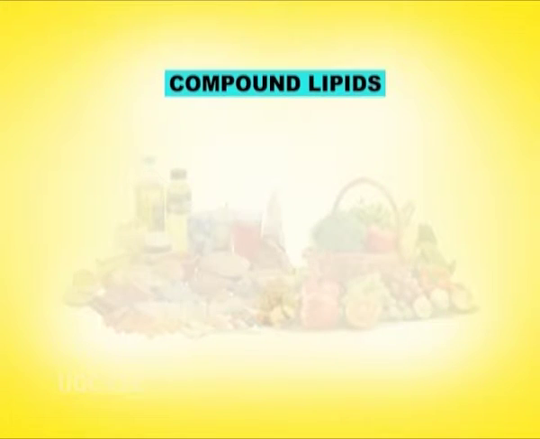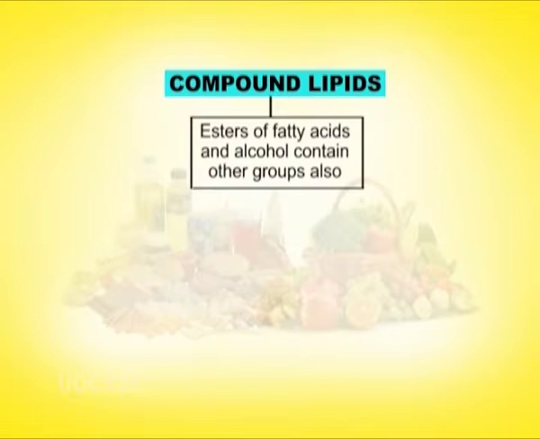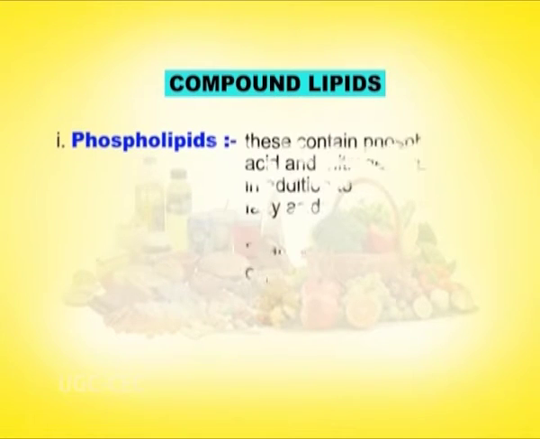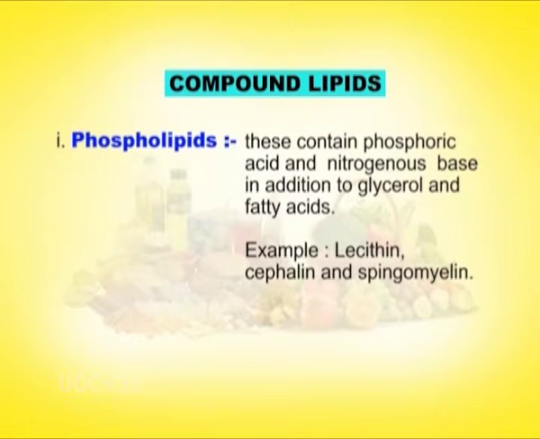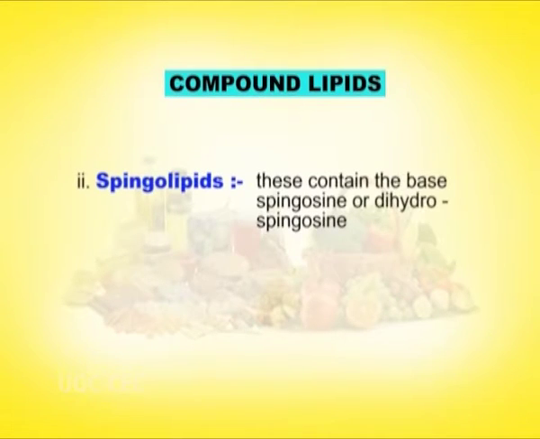Next is the compound lipid. The compound lipids contain, in addition to fatty acid and glycerol, some other organic compounds. They include phospholipids. These contain phosphoric acid and a nitrogenous base in addition to glycerol and fatty acid. Examples are lecithin, cephalins, and sphingomyelin. Next are the sphingolipids. These contain the base sphingosine or dihydrosphingosine.